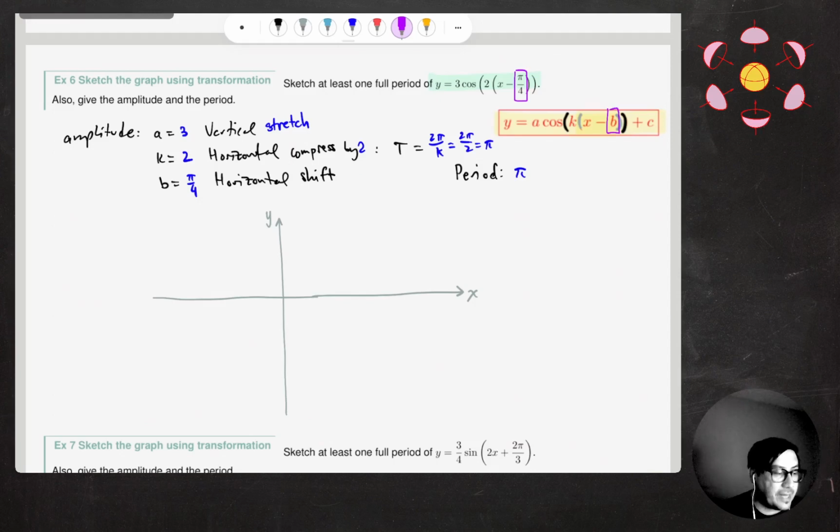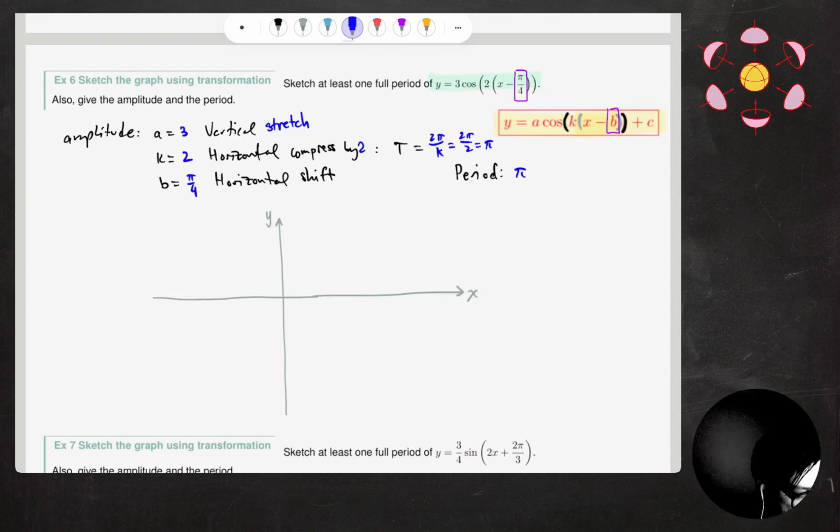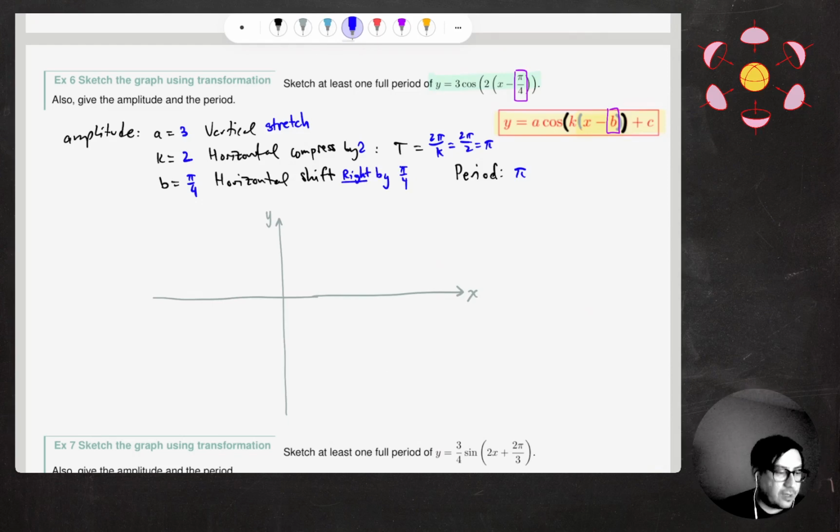So since the b is positive, we're going to shift positive numbers, those on the horizontal axis, shift to the right by pi over 4. All right. So we got a lot of things to think about. Let's break it down. So remember, what was our original period? It was originally 2 pi. But now we're actually shrinking it to 0 to pi.